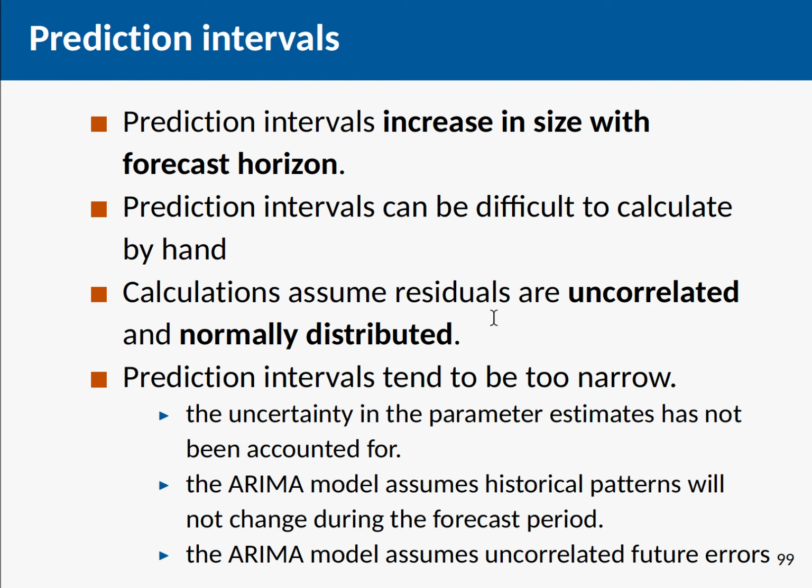The calculations assume that residuals are uncorrelated and normally distributed over time. And prediction intervals from ARIMA models tend to be too narrow. This is because the uncertainty in the parameter estimates is not accounted for, and also that ARIMA models assume that historical patterns will not change during the forecast period, which they can. So this is sort of a downside. And the ARIMA models also assume that the future errors are uncorrelated.